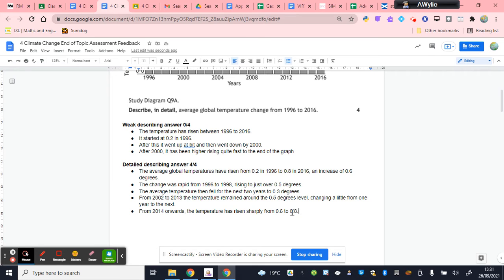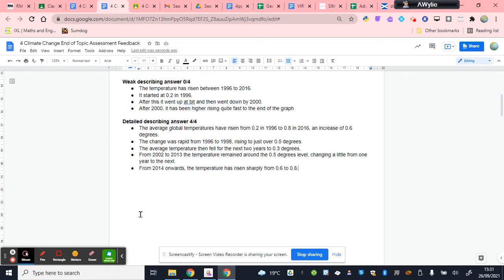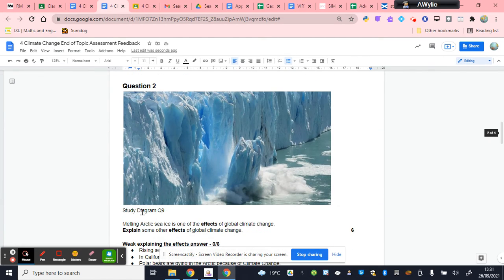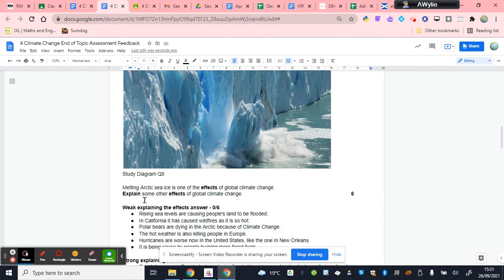Okay, I'm assuming you've read through and paid close attention to this first answer, the detailed one that would get 4 out of 4. Let's have a look at question 2. You do really need to be careful in this answer because it says other effects. So it really wants you to avoid the melting of Arctic sea ice in your answer because it's already pointed that out. And it also wants you to explain.